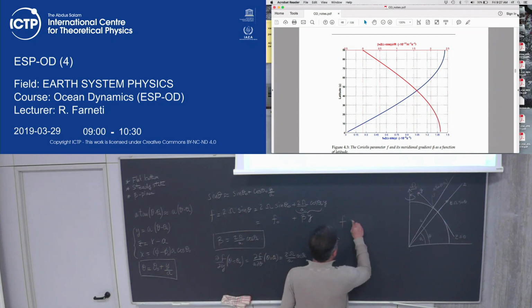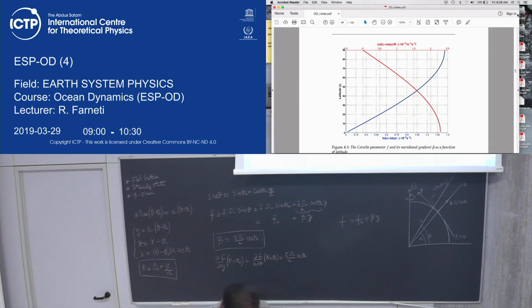So we have the beta plane approximation, f naught plus beta y. And this is only valid for large enough areas where you need to feel the sphericity of the Earth, but not too big. Otherwise, the beta plane approximation is not valid. So this is valid only when beta y is much smaller than f naught, or, of course, beta y over f naught is much smaller than 1. Beta y has to be smaller than f naught.